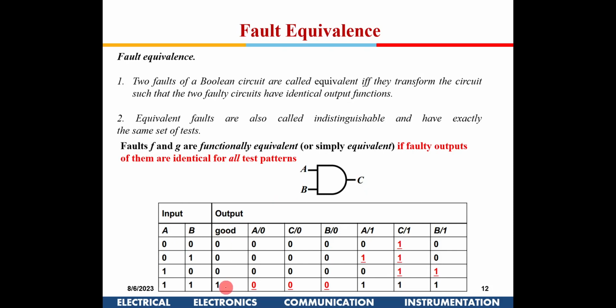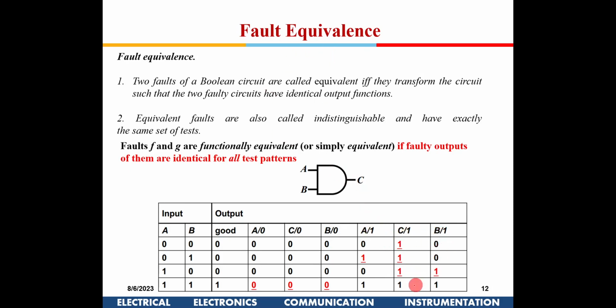So, does it make any sense trying to do these 3 tests, or can we do just one? We can leave aside 2 tests and just do C stuck at 0. That would be good enough, correct? Agree, Rahul? Right, so we can just ignore A stuck at 0 and B stuck at 0. So we say A stuck at 0, B stuck at 0 and C stuck at 0 are equivalent faults. That is the definition, right?